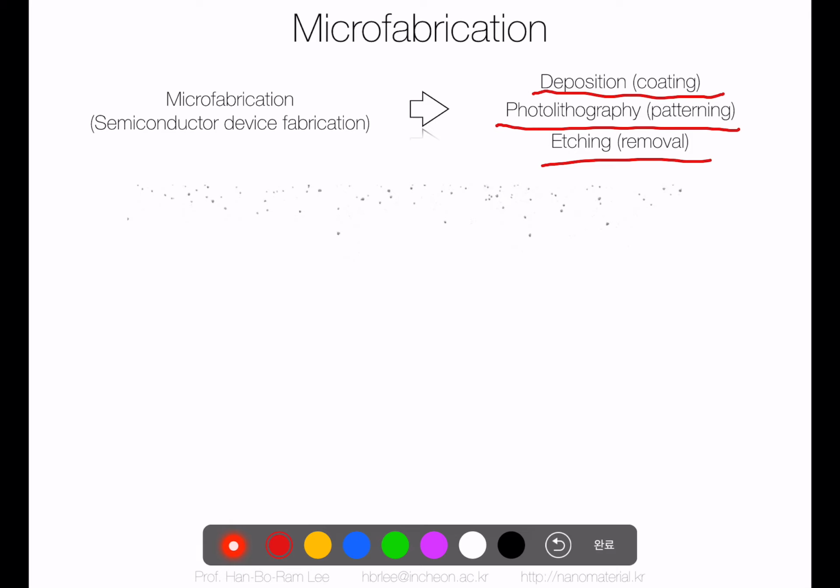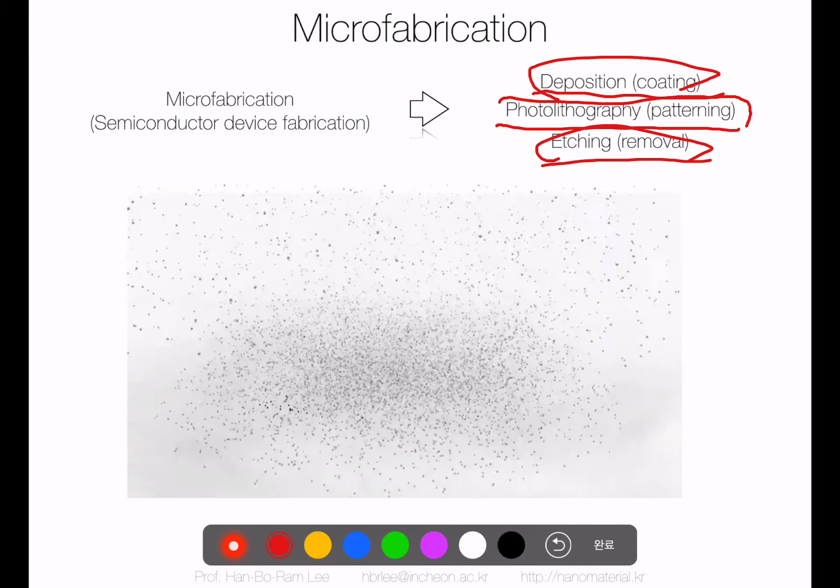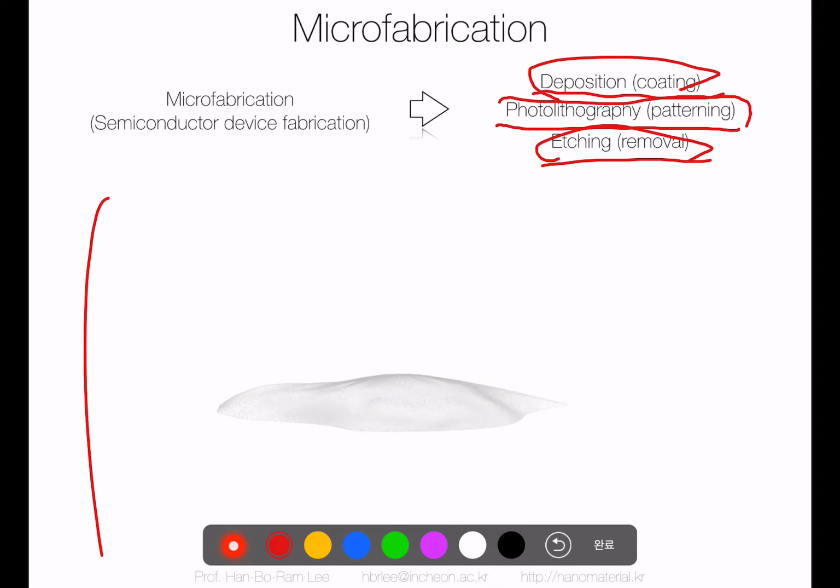So the process is very simple. We just add some material, make some pattern on it, and then remove the material in the area which is not used for the following process. This is the typical process to make the tiny transistor structure. This is a movie made by Intel, and I recommend you take a look at this YouTube video.